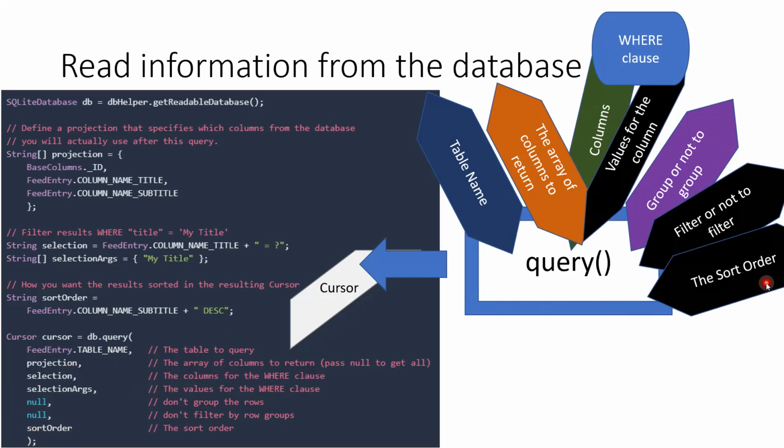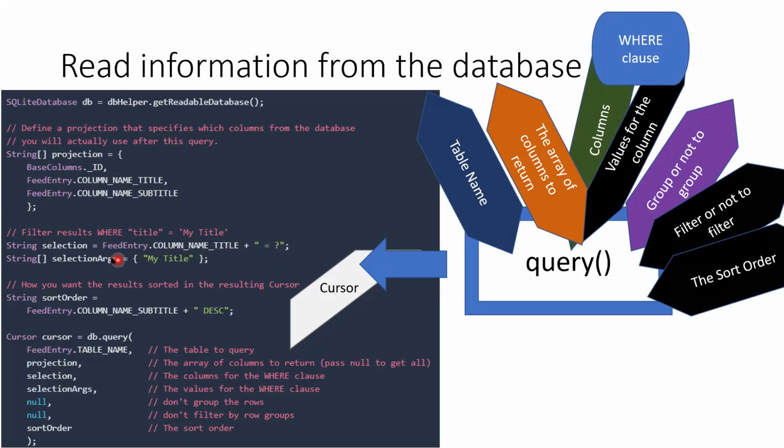And sort order. Now you can see that the projection I talked about is about the array of columns that you want to extract. And selection is about the column name underscore column underscore name underscore title. Then you write a question mark equal to question mark. That means you want to ask the user. Question mark is used when you want to ask a user, a placeholder.